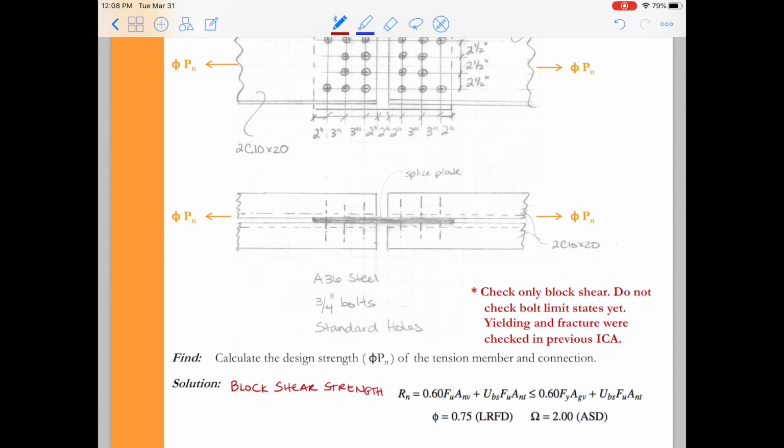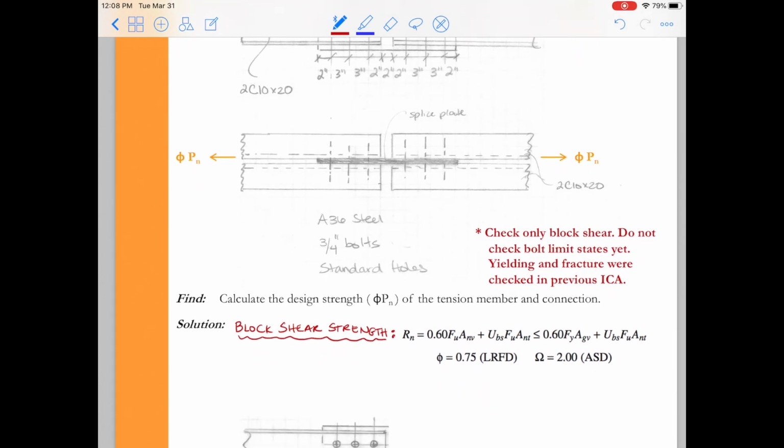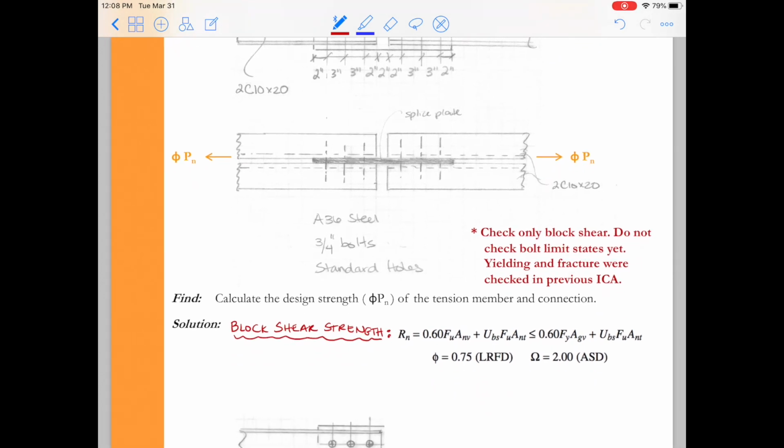To remind you what the block shear strength is, I have the equation written here. I pasted it from the code. So you see that the nominal strength in block shear is equal to 0.60 Fu Anv plus Ubs Fu Ant, which has to be less than or equal to 0.6 Fy Agv plus Ubs Fu Ant. Phi is going to be 0.75 because, once again, block shear is a rupture limit state, so we use phi equal to 0.75 for design.